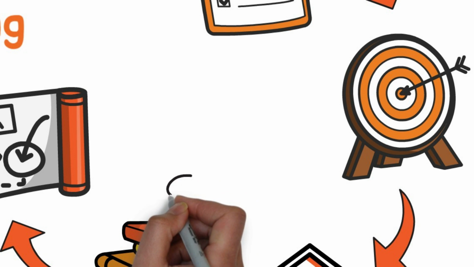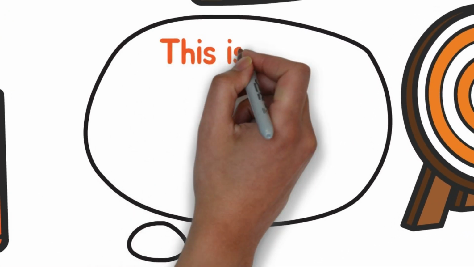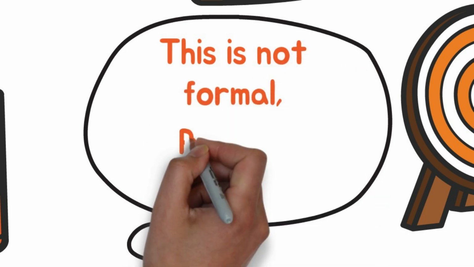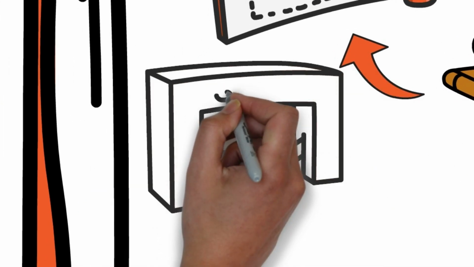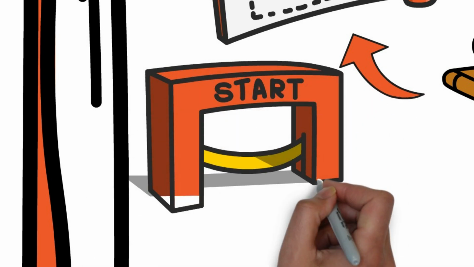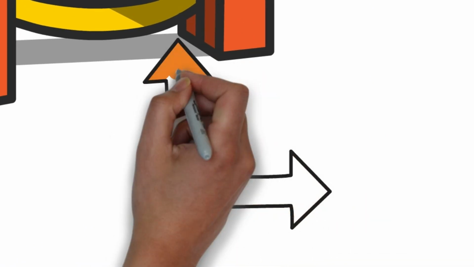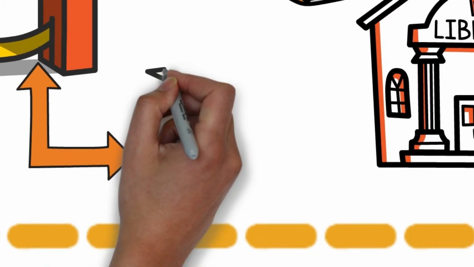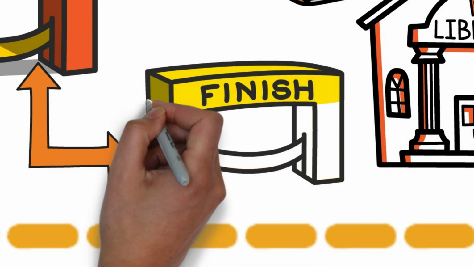So pre-writing is the process of coming up with ideas for your writing, for example essay writing, or any documentation. And this is not formal writing. This is not polished writing. This is just pre-writing. But it has its start and it has its end. What does that mean? It means that it has a proper introduction, body paragraphs, and a proper conclusion.